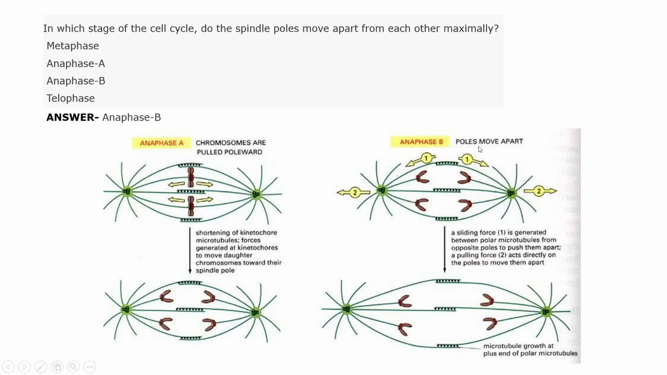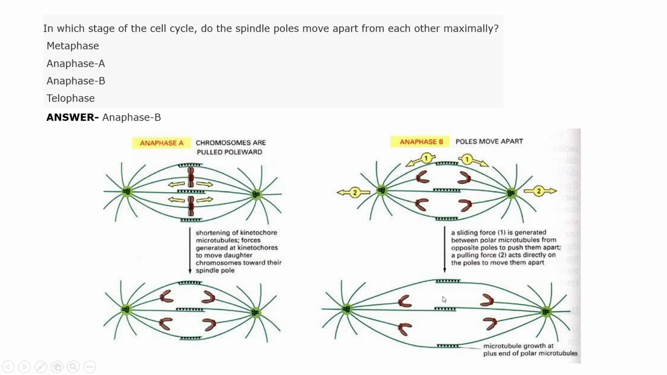From the next stage, you can see that in anaphase B, the poles are already moved apart there. Another level of sliding force is generated between the polar microtubules from the opposite poles to push them apart. So an excess of force is generated in this case. The chromatids are already separated there. However, an excess amount of force is generated by the polar microtubules present near the poles, which pulls them more separated from each other.